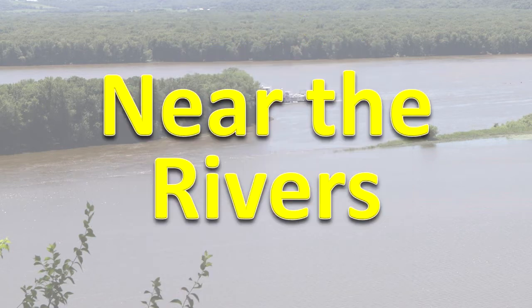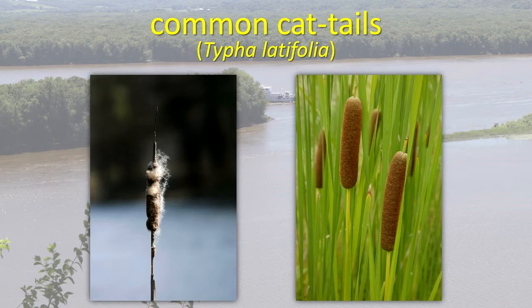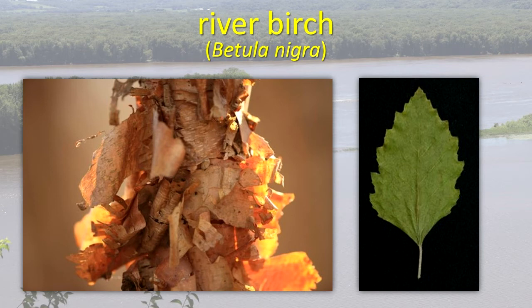Near the rivers, many plant species grow in the wet soils along the large rivers. Common cattail is a plant with long, flat leaves. It usually produces an elongated stalk with a seed spike at the end, making it look like a cat's tail. Buttonbush is a shrub with opposite leaves or leaves in groups of 3. It is called buttonbush because of the round cluster of flowers that develop on long stalks. The river birch tree can be 75 feet tall. It has red-brown bark that peels off in papery shreds. The leaves are sharply toothed and taper at the base.